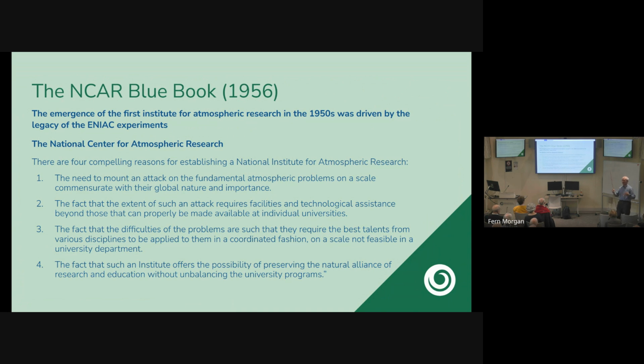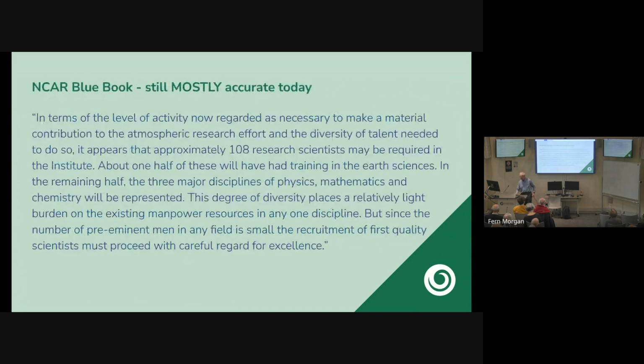How often do we quote this in this building? Because we coordinate lots of things across lots of universities. The problems are such that they require the best talents from various disciplines to be applied to them in a coordinated fashion. And the Institute offers the possibility of preserving the natural alliance of research and education without unbalancing university programs. All of that's absolutely true today. And they wrote lots of things which is very accurate today about what would be needed. If you underestimate, they thought 108 research scientists were going to be needed. I think NCAR's about 800 or something these days.